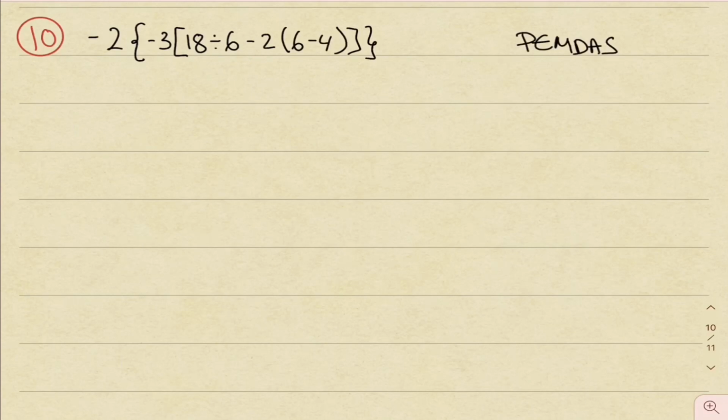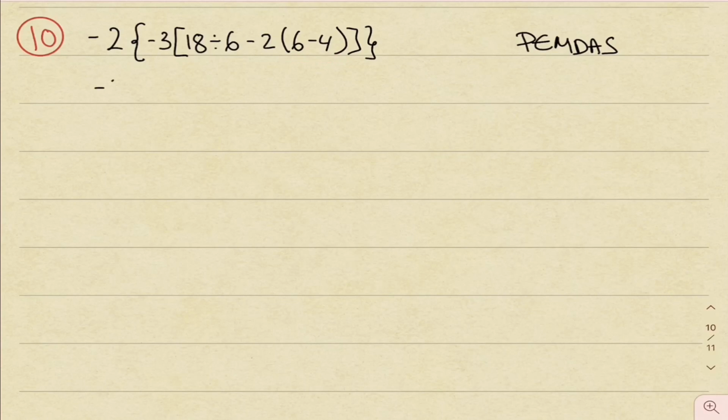So for this expression, the first thing that we have to do is parentheses. But as you can see, we have different types of parentheses. We have braces, brackets, and regular parentheses. Anytime you have an expression with multiple parentheses, you have to start from the innermost parentheses, which in this case is this parentheses over here, where we have 6 minus 4.